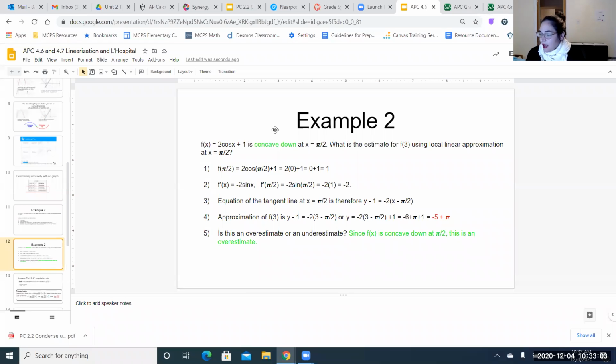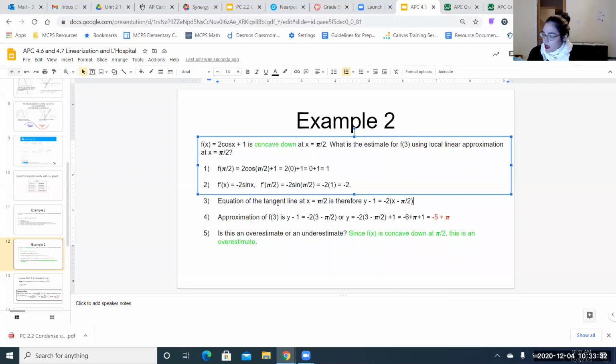Big reveal. So we find the actual value of the function at pi over 2, and we find that it is 1. Okay. We find the derivative of the function, -2 sine x. We substitute pi over 2, and we find that the slope of the function at that point, pi over 2, is -2. So therefore, the equation of the tangent line is y minus 1 equals -2 times x minus pi over 2. So if we take our approximation of f of 3, we just plug 3 in for x.